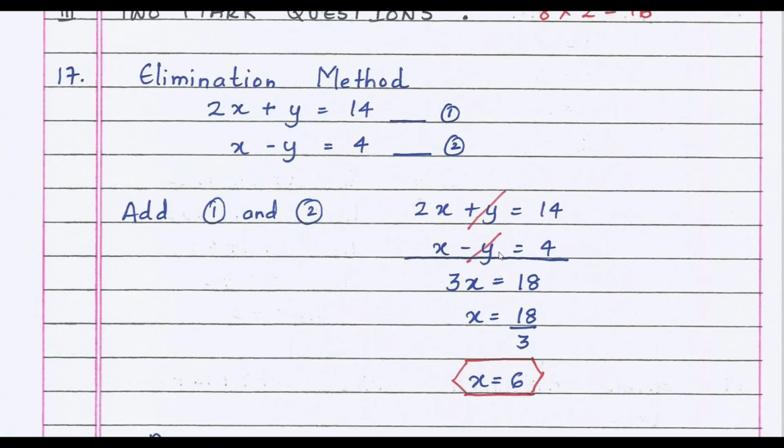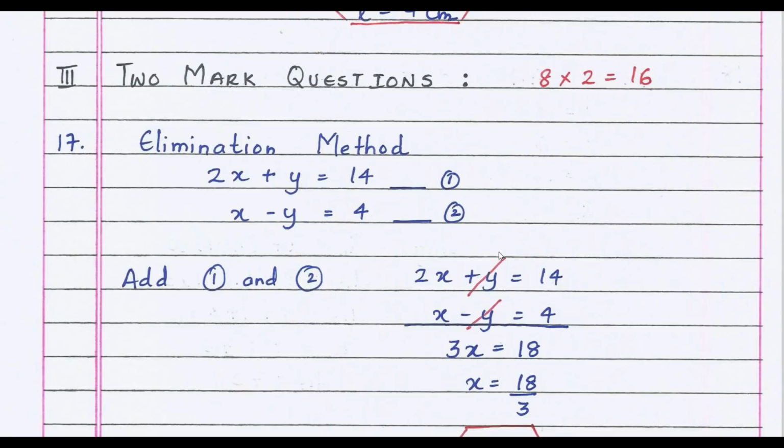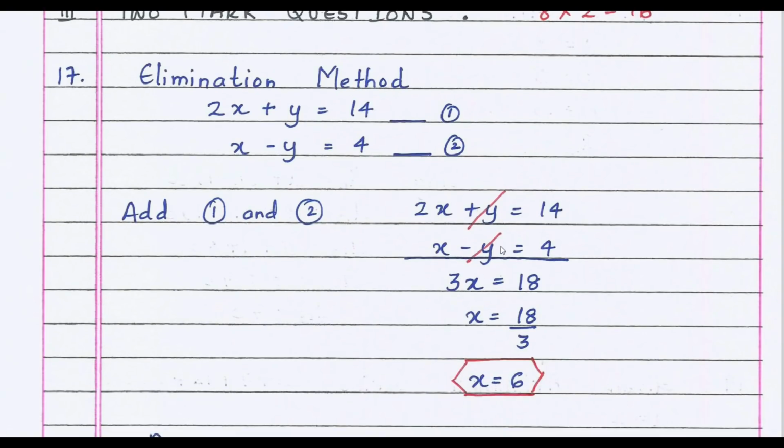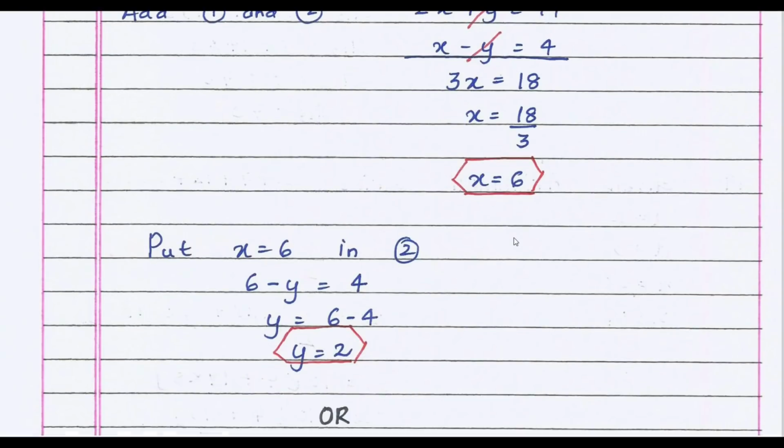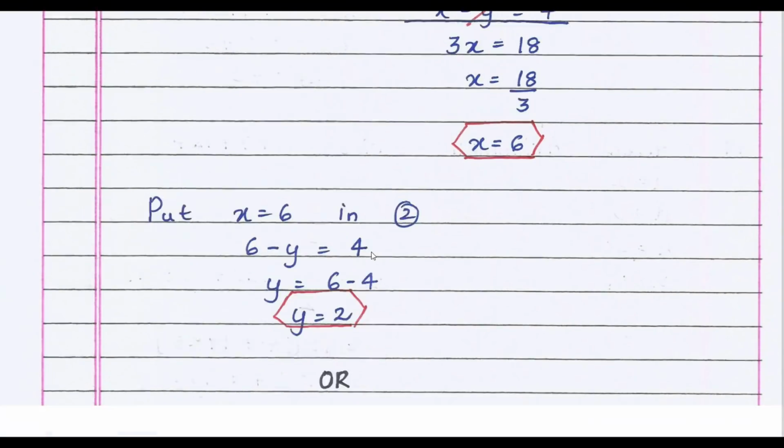2 mark question, that is the first question, solving a pair of linear equations by the elimination method. Adding equations 1 and 2, plus y minus y will cancel out, 3x equals 18, x equals 18 by 3, x equals 6. Substitute the value of x in any one of the equations, we get y equals 2.